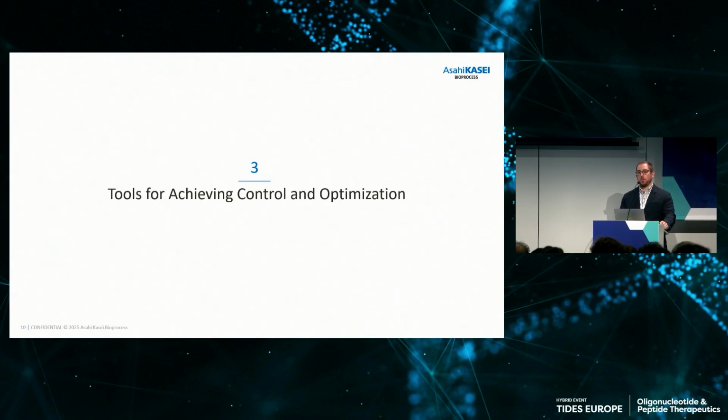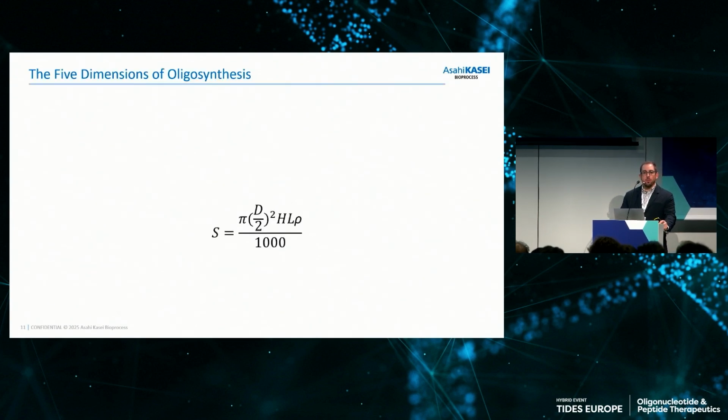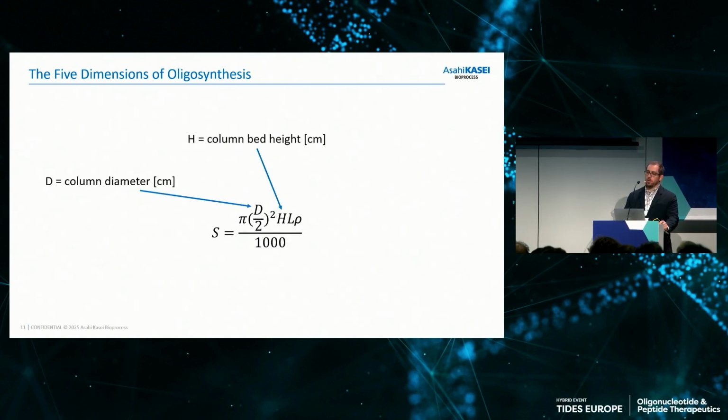All right, so now that we've taken a brief look at these steps, we're going to dive into more detail, and I'll start with what I like to call the 5 dimensions of oligosynthesis. So firstly, we have the diameter of the column, and we have the bed height of the column. Now, the diameter is a fixed attribute, and the bed height is generally adjustable, but will be set at a particular fixed value for a given process. So those geometric constraints, or parameters, come from the column.